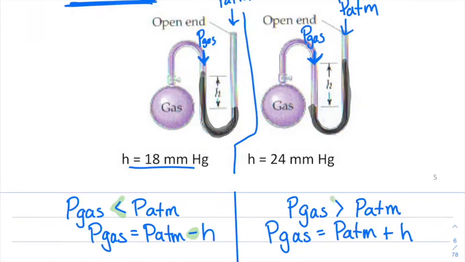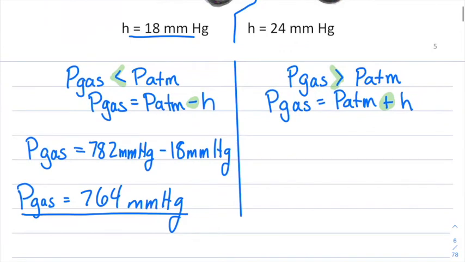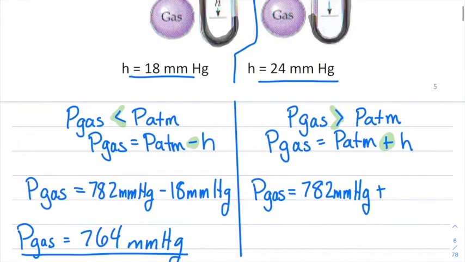All right, so again, when the pressure of the gas is greater than the pressure of the atmosphere, that is when you'll be adding H. So let's give this a try. All right, pressure of the atmosphere, 782 millimeters of mercury. Now I'm going to add H, and for this problem, our H is 24 millimeters of mercury.